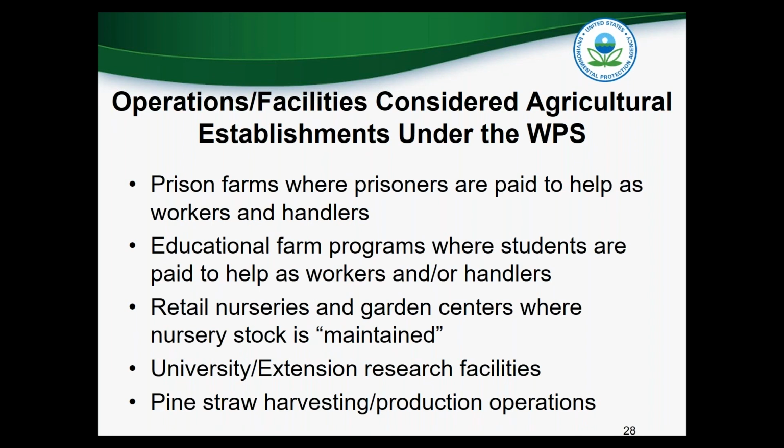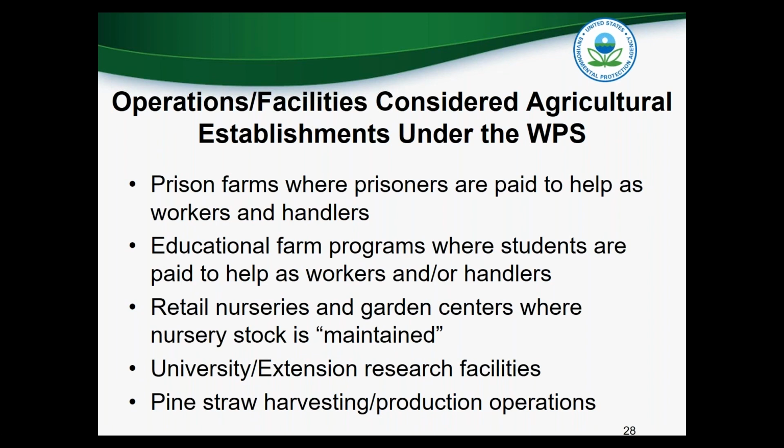Retail nurseries and garden centers where nursery stock is maintained. This is your Home Depots, your Lowe's, retail nurseries. If they decide to maintain those plants and use a WPS covered pesticide to maintain them while they're in the retail center, they are covered by the WPS. University extension research facilities and research farms, again, anywhere they're doing research on agricultural plants, those are covered.